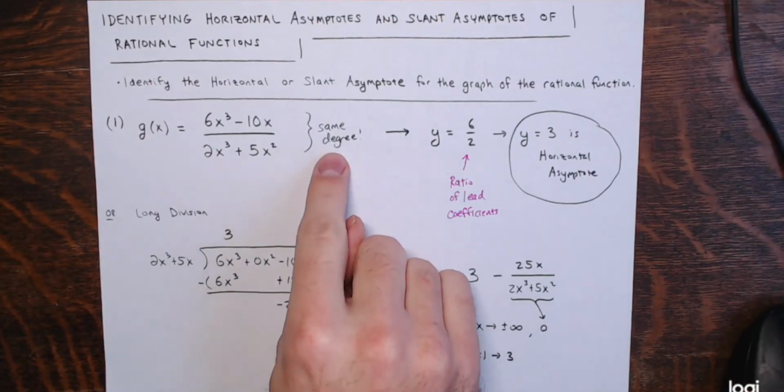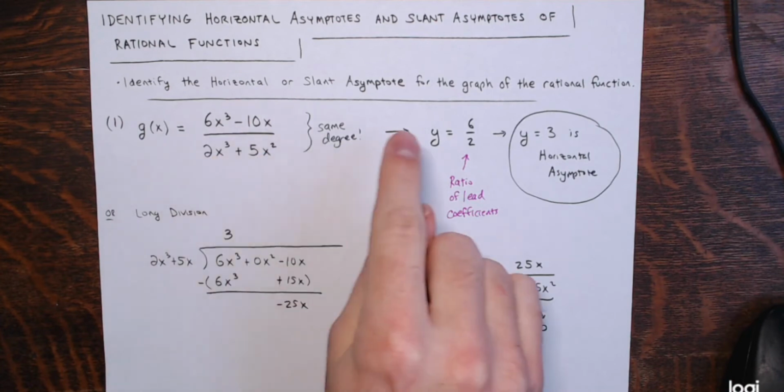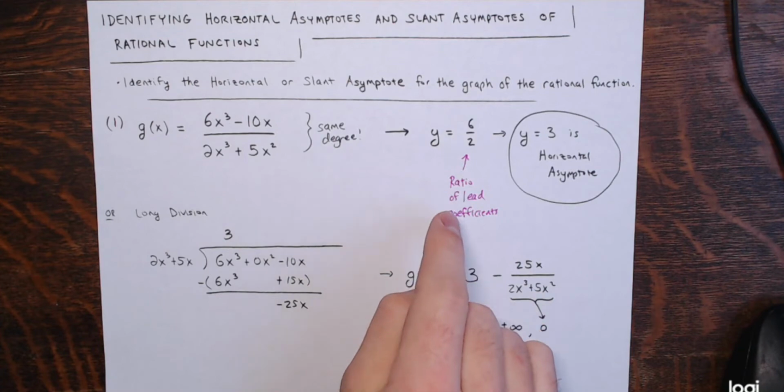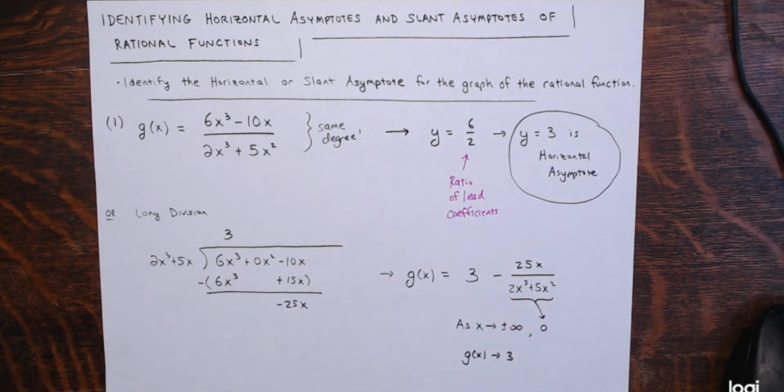If the degrees are the same, it's just what's going to happen on the ends: the graph will approach y equals the ratio of the lead coefficients. That's it. All right, so next example.